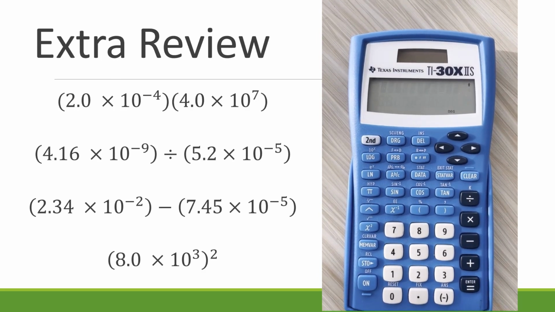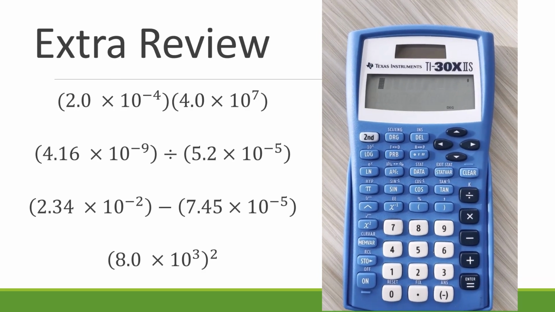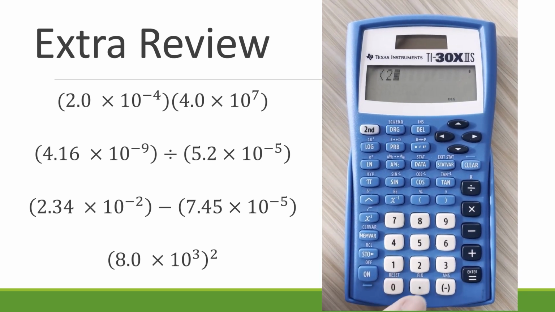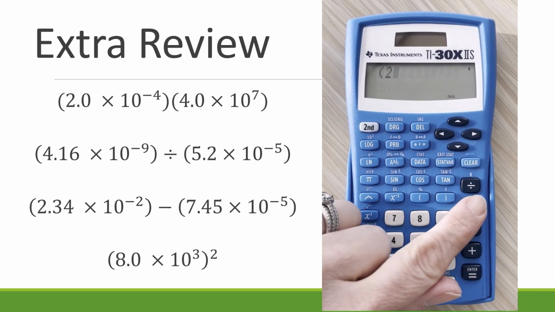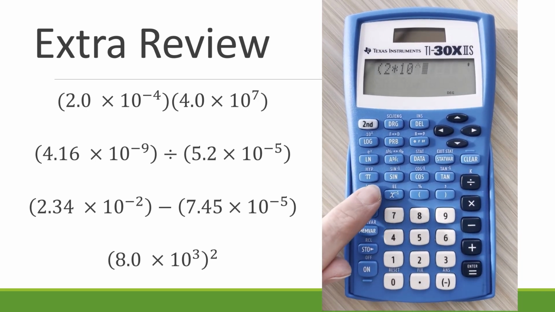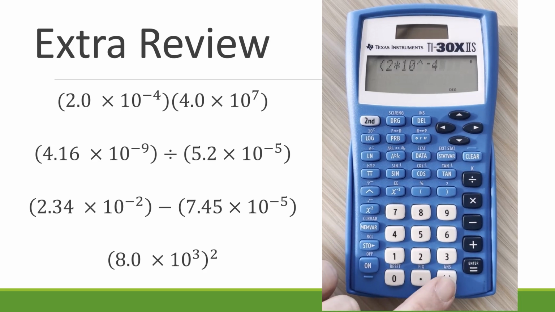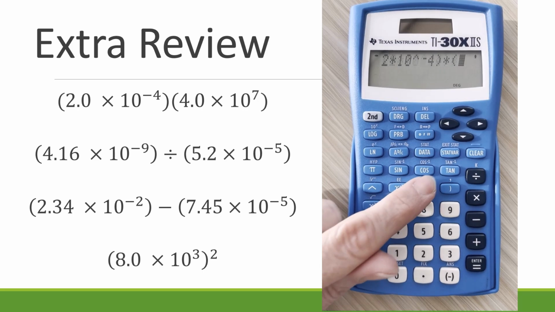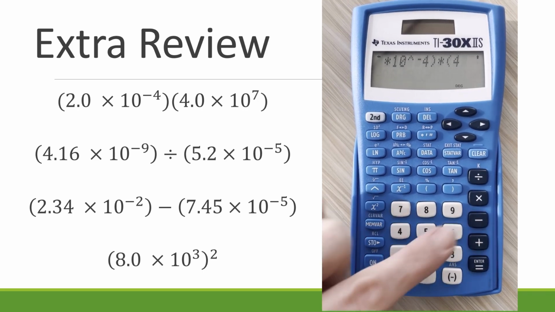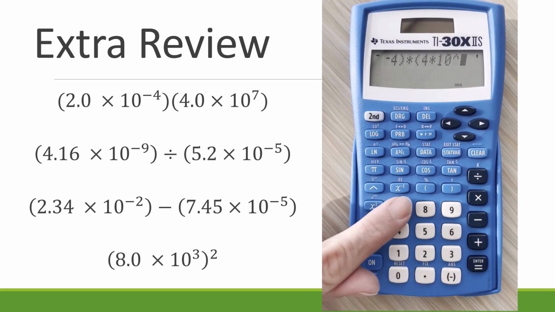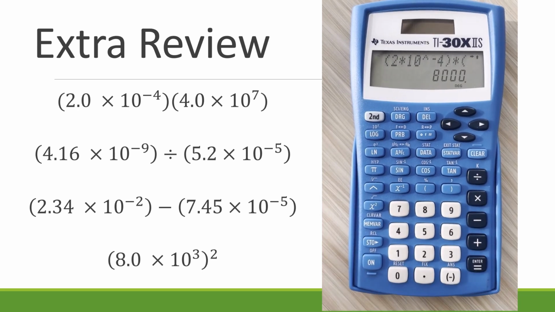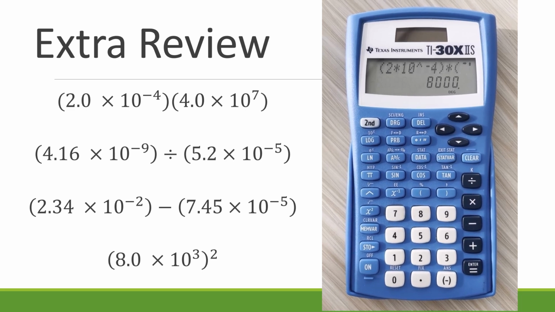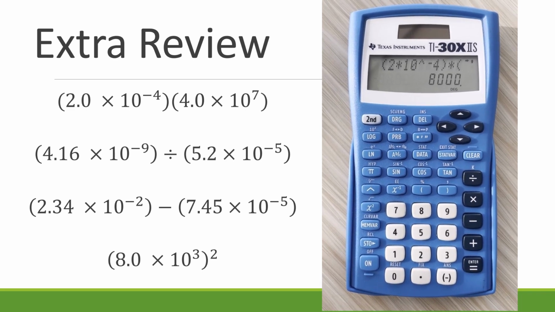All right, for these examples, I am just going to straight practice typing these into my calculator. Let's start off with 2.0. Well, 0.0 is not going to change anything. Times 10 to the negative 4th. Make sure you use the negative key. Close parentheses. Times 4.0. I'm just going to say 4 times 10 to the 7th. Close parentheses. 8,000. So that would be written as standard form. For scientific notation, it would be 8 times 10 to the 3rd.